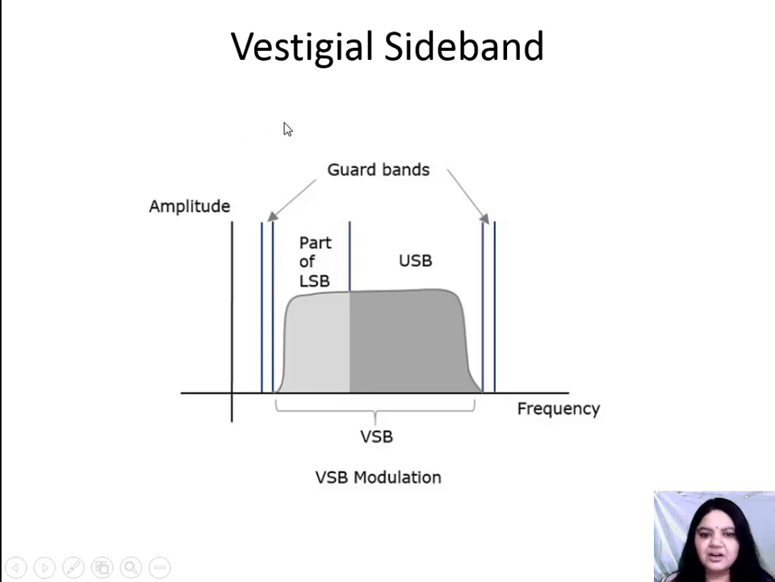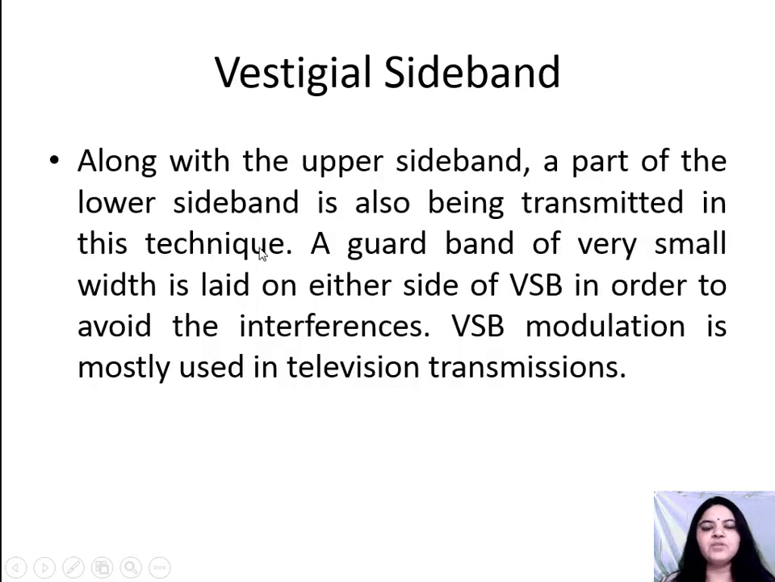These are the two guard bands. A guard band is required to protect this particular channel. So this is the VSB modulation. Along with the upper sideband, a part of the lower sideband is also transmitted in this technique. A guard band of very small width is kept on either side of the VSB in order to avoid interference. This modulation is mostly used in television transmission.